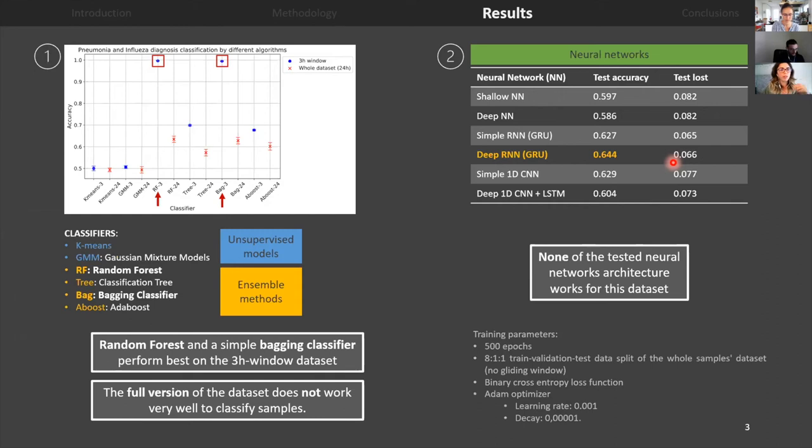These are the results so far. On the left side, you can see a figure where the accuracy from different unsupervised and ensemble methods is shown for both the gliding window data set and the whole data set. And on the right, different neural network architectures' test accuracies. And the neural networks do not happen to perform very well. We expected that recurrent neural networks would be of great use because of their tendency to catch temporal patterns, but they don't have very strong accuracy. However, two of the ensemble methods have a very strong accuracy, reaching almost one in the gliding window version of the data set. Those are the random forest and the bagging classifier, as you can see here in the pictures. The others did not perform that well for real case applications.